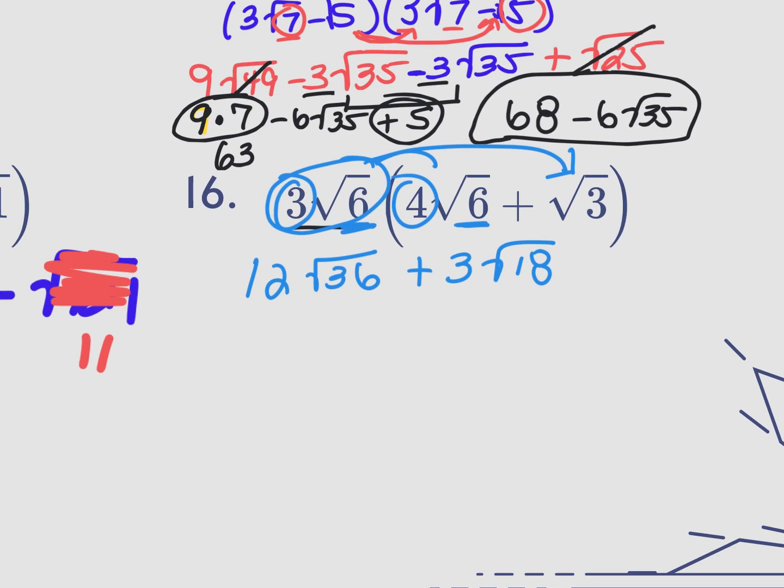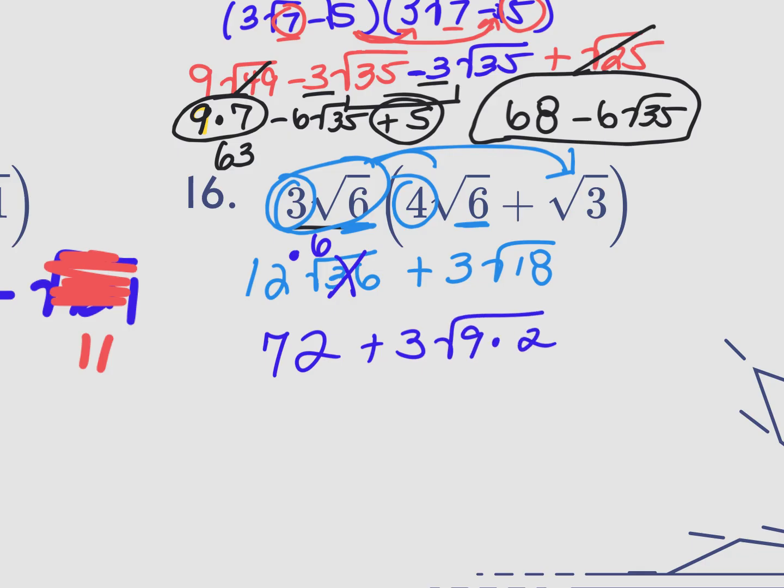And now we just have to simplify a little bit. Do you guys know the square root of 36? Perfect. So I'm going to cross that off, and I'm going to make this a 6. What do I do with these two numbers on the outside? Perfect. 72 plus 3. What can I break 18 into? Look at you. 9 and 2.